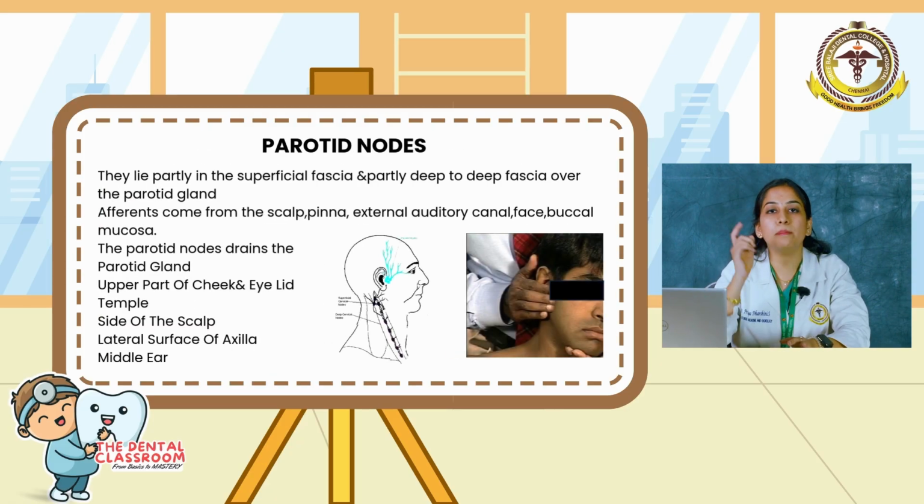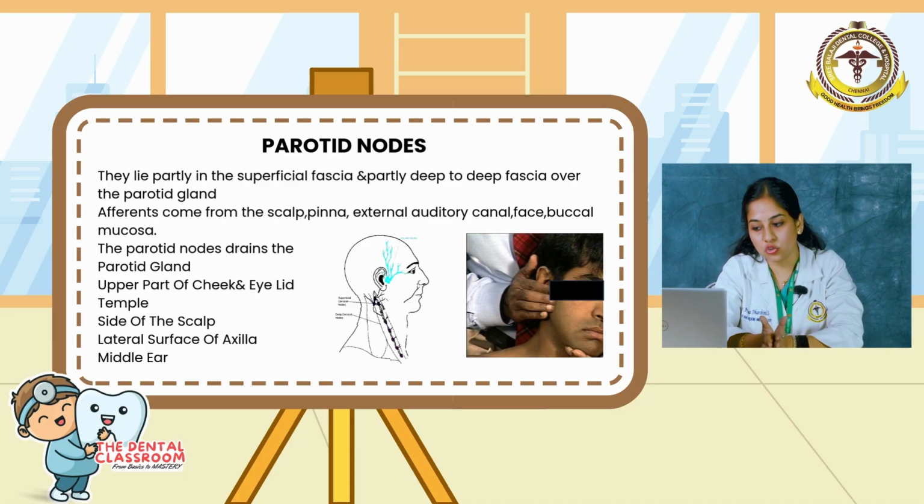Then we are going to see the parotid nodes. The role of parotid nodes comes when the parotid gland is affected, when we have a salivary gland tumor, whether a benign or a malignant salivary gland tumor. They lie partly in the superficial fascia of the parotid gland. Basically the lymph node is located in the superficial fascia. If the lymph node is palpated in the deep fascia, which means it is fixed to the underlying structure, it indicates a malignant stage of the salivary gland tumor.